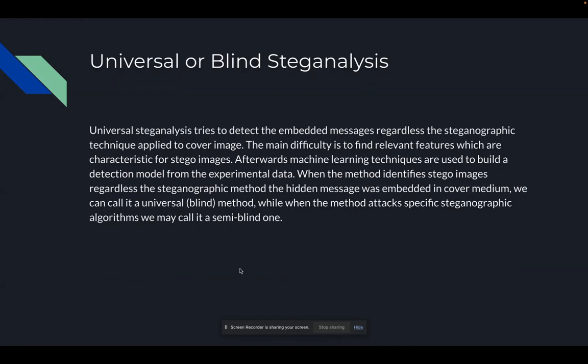Universal steganalysis tries to detect the embedded messages regardless of the steganographic technique applied to the cover image. The main difficulty is to find relevant features which are characteristic of stego images. Afterwards, machine learning techniques are used to build a detection model from the experimental data. When the method identifies stego images regardless of the steganographic method used to embed the hidden message in the cover medium, we can call it the universal or blind method, while when the method attacks specific steganographic algorithms, we may call it a semi-blind one.